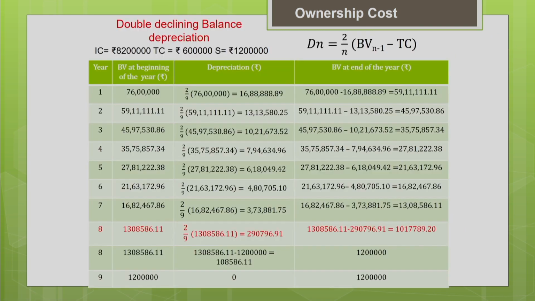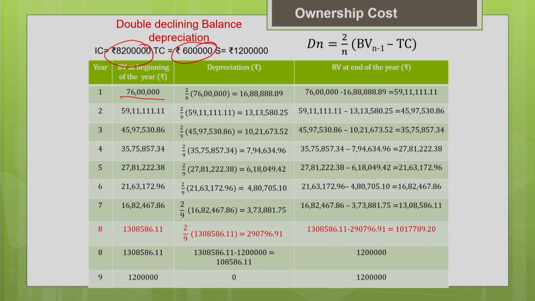Now let us move on to the double declining balance method. In the double declining balance method, it's totally different from the earlier methods. As I told you, here we are not using salvage value in the estimation of the depreciation of the machine. So you are going to depreciate the instantaneous book value. For the first year, what is the book value at the beginning of the year? It is 76 lakh. How did you get the 76 lakh? Your initial cost is 82 lakhs minus your salvage value is 6 lakhs. So that will give you the book value at the beginning of year one, 76 lakhs.